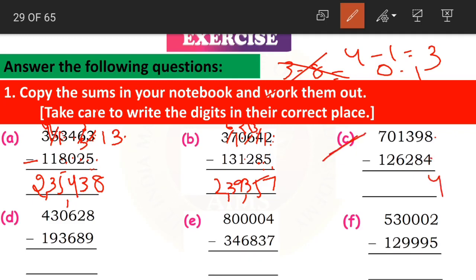8 minus 4, 4. 9 minus 8, 1. 3 minus 2, 1. Now again 1 minus 6 is not possible. Yes, so what do we do? We borrow. It becomes 11. Now this becomes 9. And this becomes 6 here. So yeah, 11 minus 6 is 5. 9 minus 2, 7. 6 minus 1, 5. Clear, children? Now question number D, E and F you try solving.